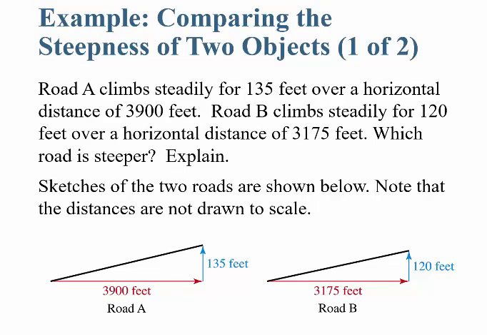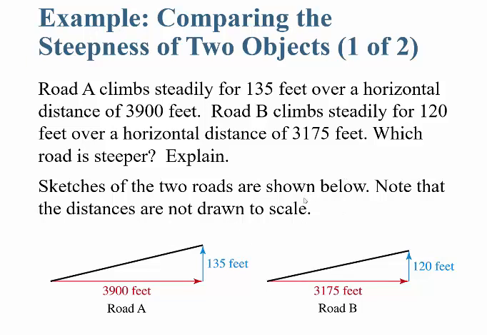Here's another example. Suppose you've got two roads. Road A climbs steadily for 135 feet over a horizontal distance of 3,900 feet. So basically what this is saying is for road A, when you travel 3,900 feet, you're going to rise 135 feet. Road B climbs steadily 120 feet over a horizontal distance of 3,175 feet. So for road B, you're going 3,175 feet and you're rising 120 feet. Which road is steeper? And explain your result.